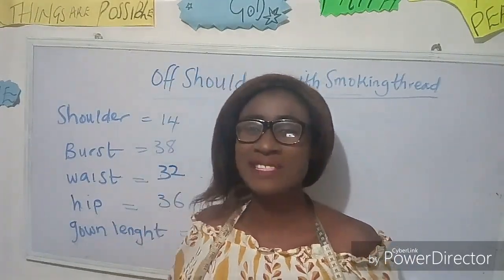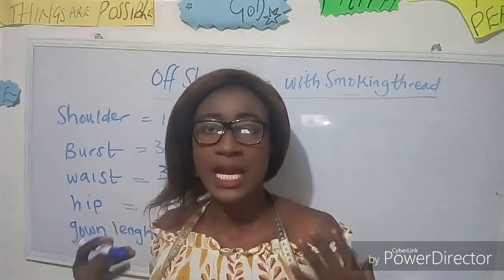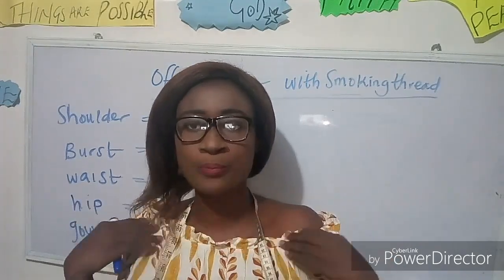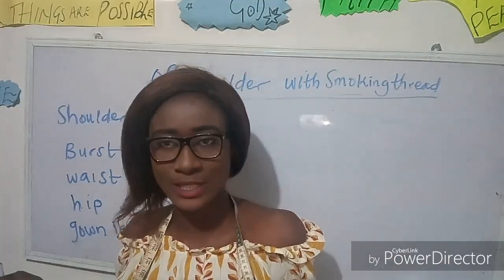So for today I'm going to be making a simple video on how to cut an off shoulder with a smocking thread. Now I'm putting on the top of it. Look at it. So we are going to be making the gown of it today in today's class, okay?